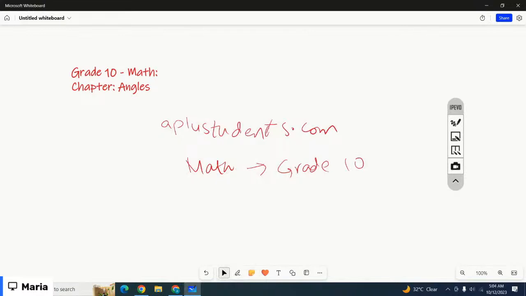We're going to start with the chapter angles. So please make sure you have your notebook and pencil so that you can note down the important examples and definitions as well. So let's just start with the chapter angles. Okay.